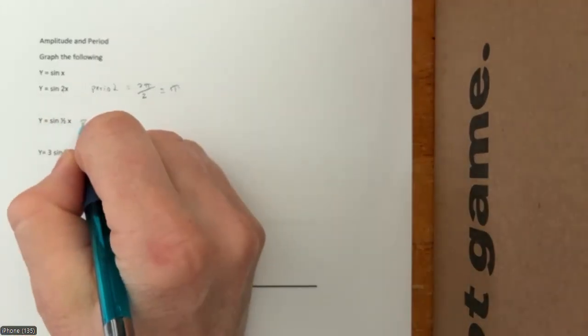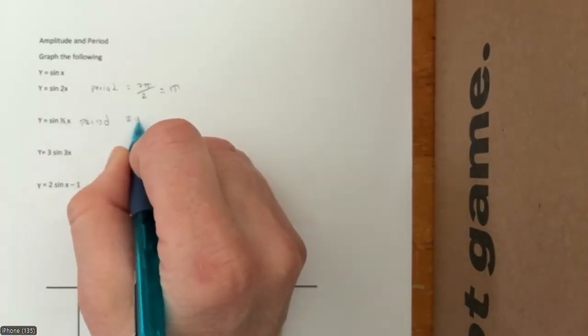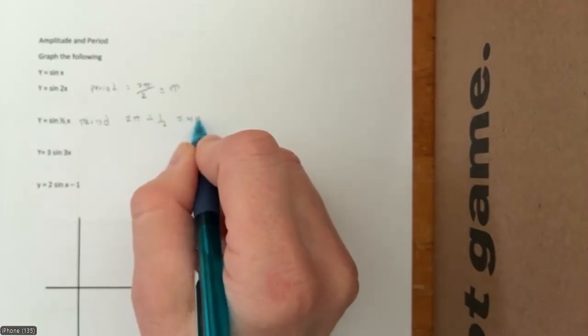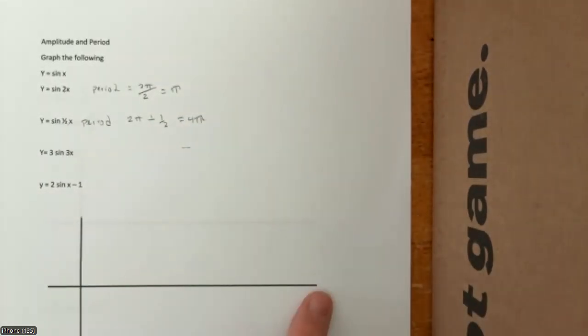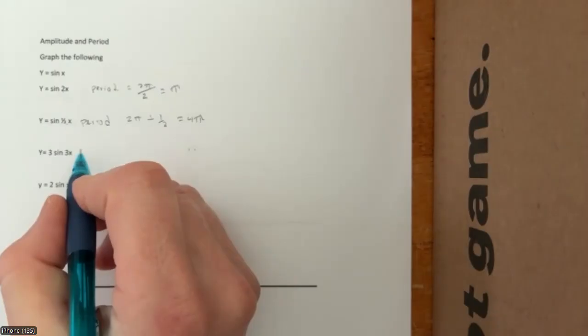And then here, B is 1/2. So the period is going to be 2 pi divided by 1/2, which is 4 pi. So that's going to be horizontally stretched. So I have to make my x-axis, it's compressed, but it gives me more values.